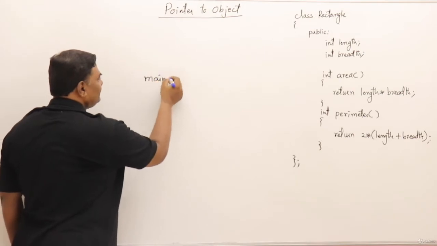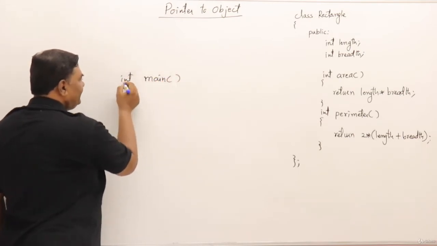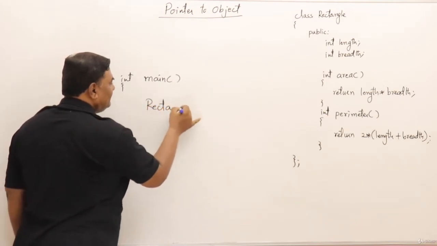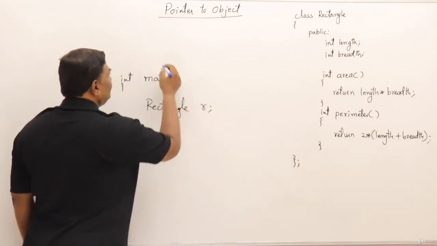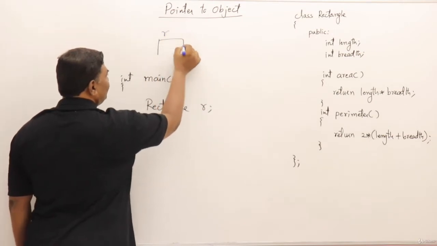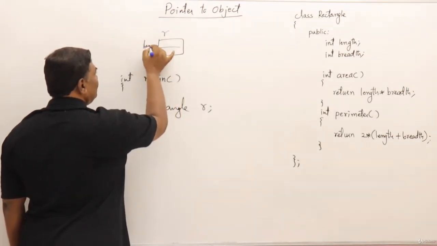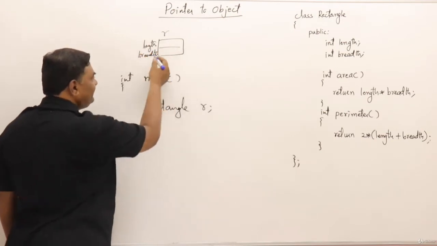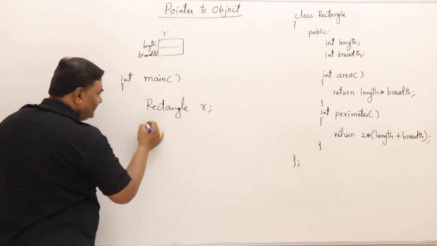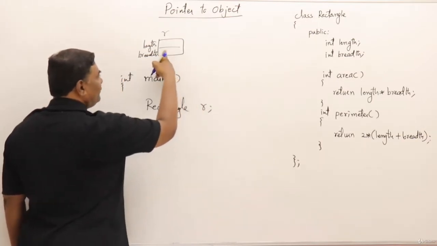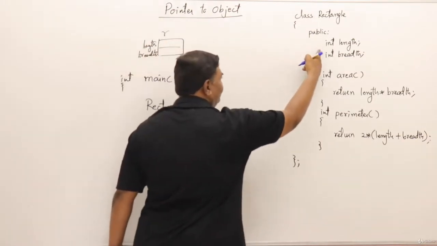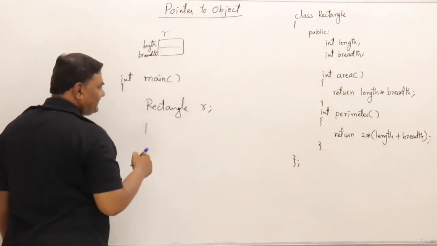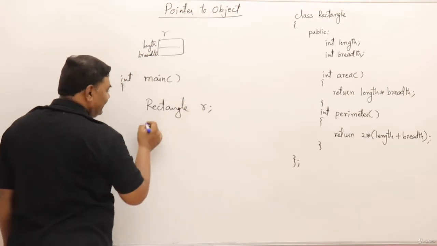Main function, int main, void main, whatever it is. Rectangle R. This is a rectangle object having length and breadth. This I am scribbling here, you already know that. Now this is consuming how many bytes? 4 bytes: 2 bytes, 2 bytes, because these are 2-byte integers we are assuming, so a total of 4 bytes of memory it has taken. And this is created inside the stack.